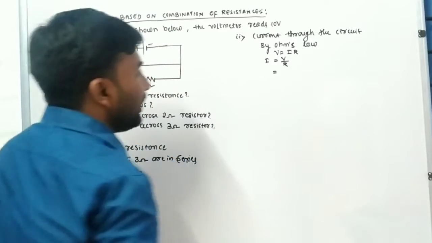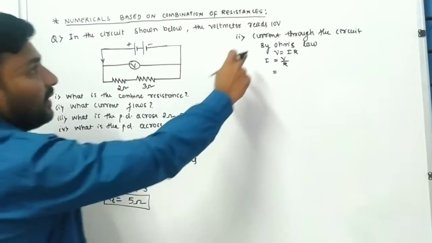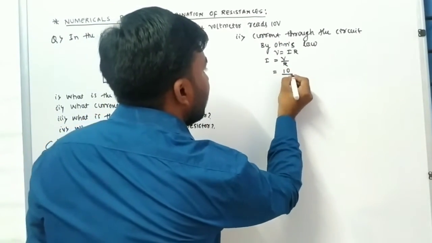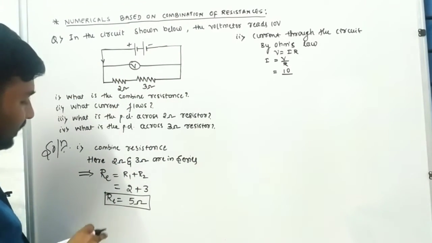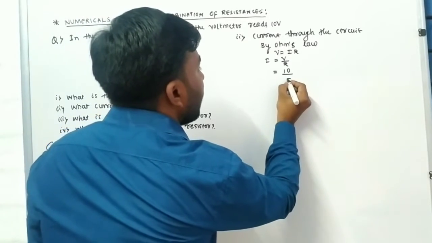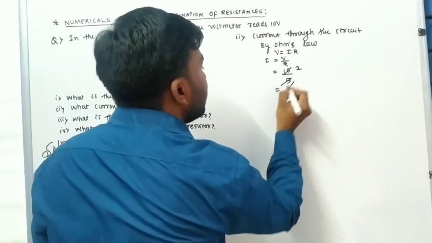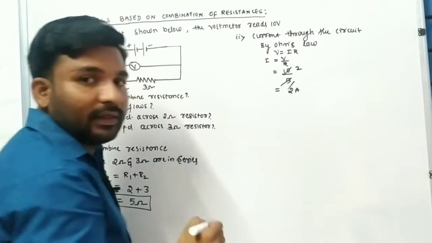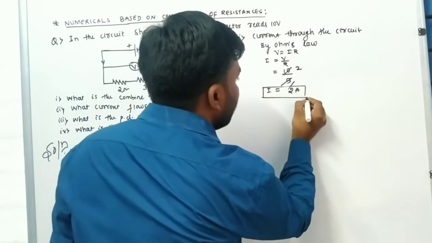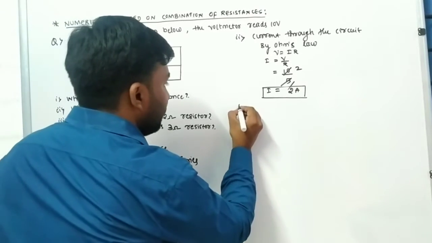This is equal to, what is the potential difference in the circuit? The potential difference in the circuit is 10 volt, divided by, what is the total resistance? Total resistance is 5 ohm. So this is equal to, 5 ones are 5, 5 twos are 10. So the current flowing in the circuit is 2 ampere. Now let's move to the third question.